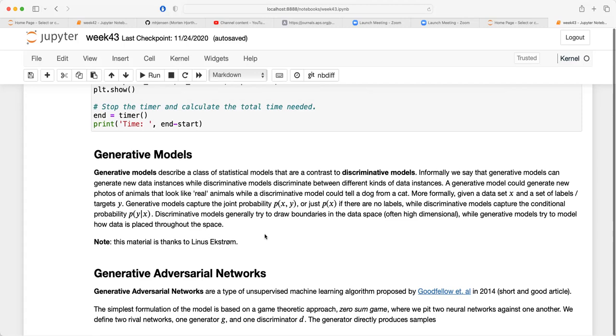And then next week, we are going to start with decision trees and random forests and other topics. And there's only 4 weeks left.